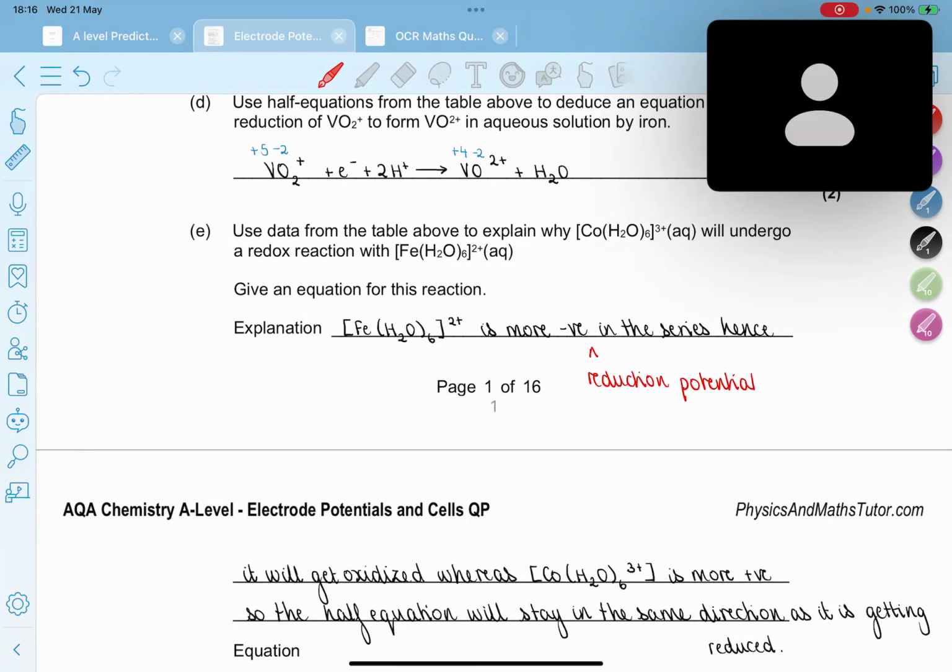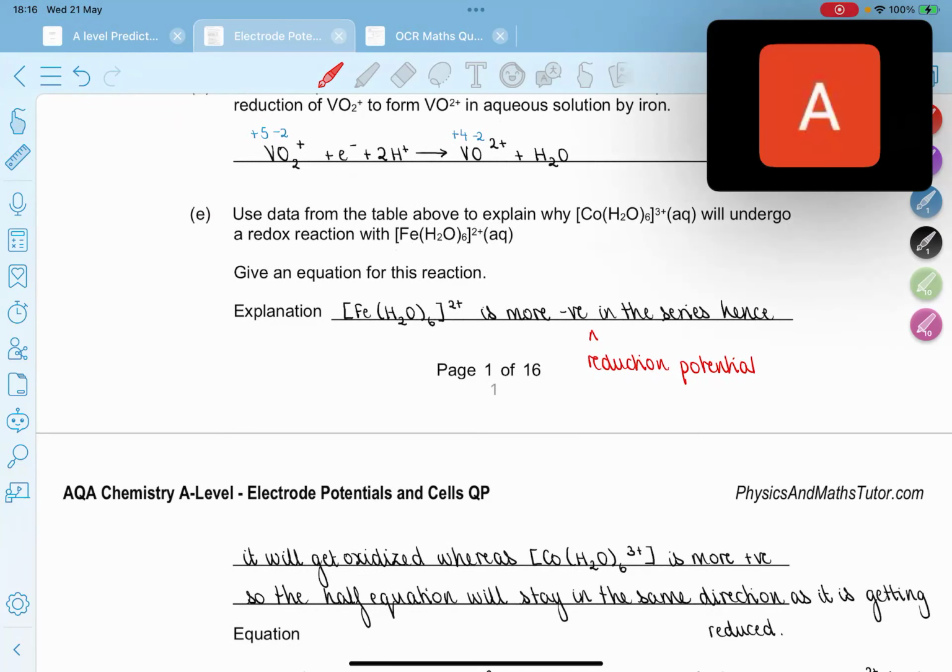More negative, right? Please write down the tricks, guys. More negative reduction potential will be suffering oxidation. More positive reduction potential will be suffering reduction. Reduction potential. What does reduction potential mean again? Reduction potential is for the reduction reactions which are happening. All are reduction reactions given. See, reduction potential is the power by which they undergo reduction.